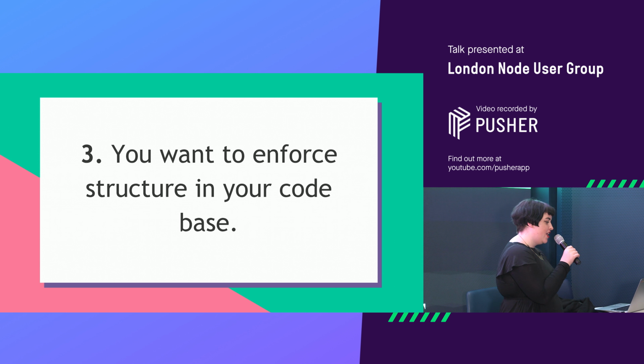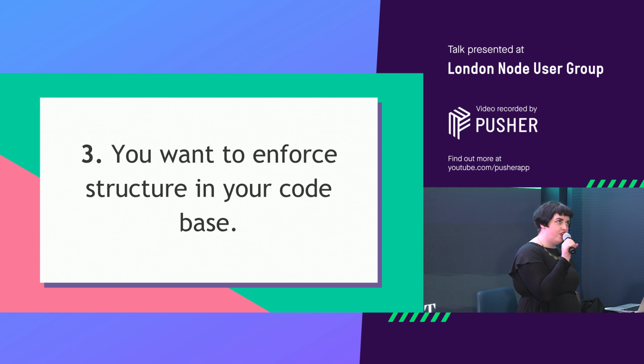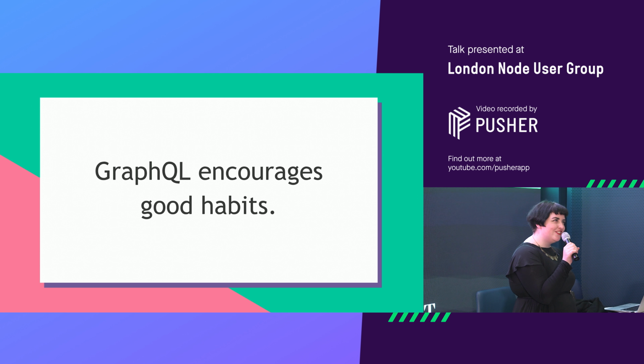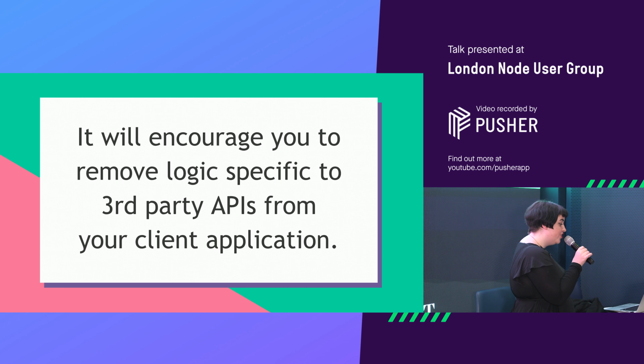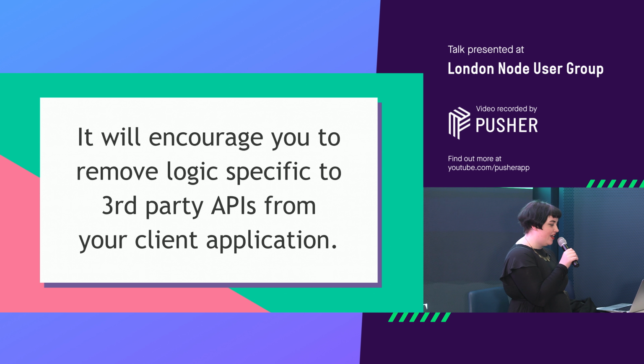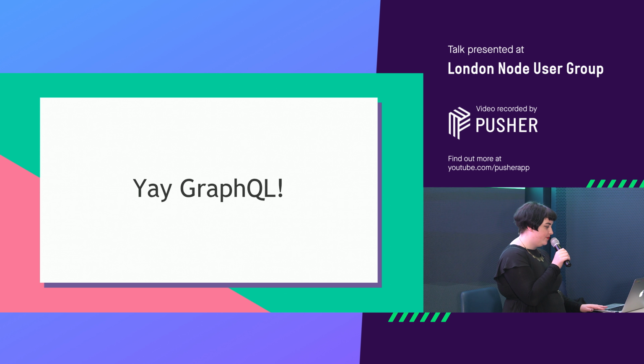Use case number 3: you want to enforce structure in your code base where there was no structure before. GraphQL encourages good habits. It will help you to separate your concerns, and it will encourage you to remove logic that is specific to third-party APIs from your client application. Yay, GraphQL.